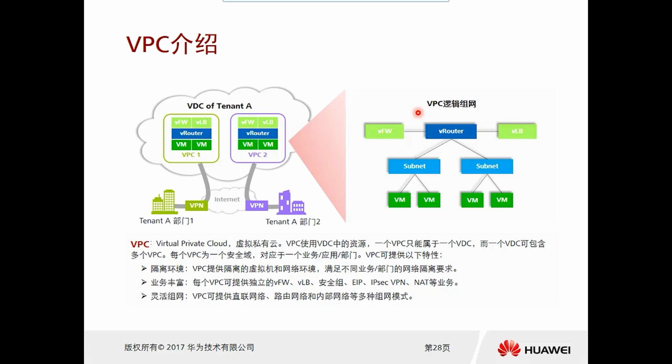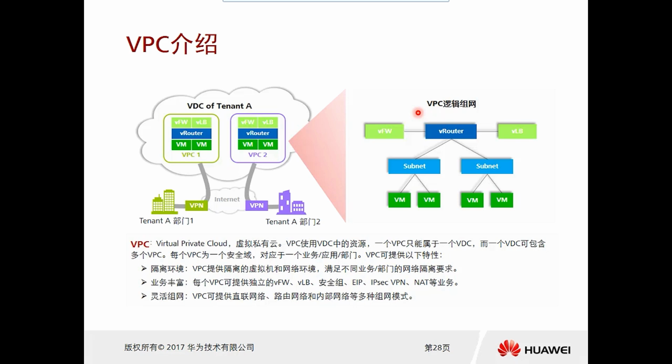Actually, you can take a look at this picture. We talk about what is inside the VDC. What kind of virtual firewalls will there be? Virtual load balancing devices? Virtual routers, virtual machines? So there are so many of these devices. How do we use them? Let's talk about what you think of my VDC.